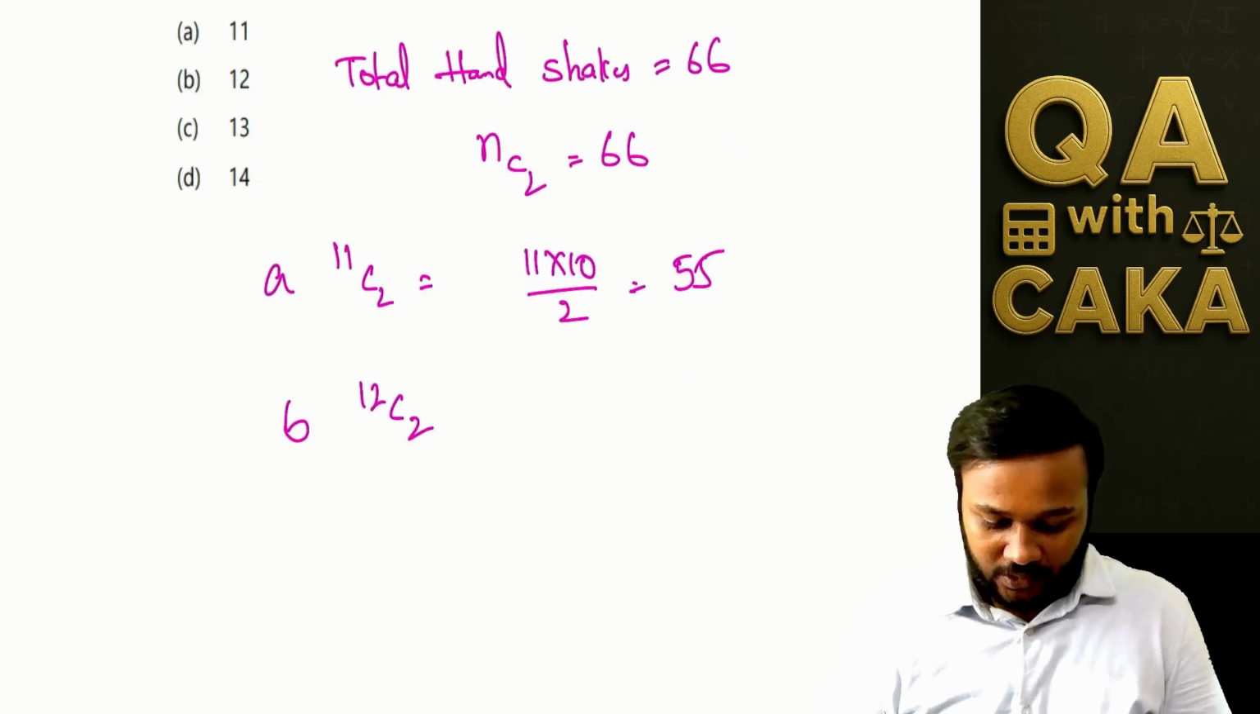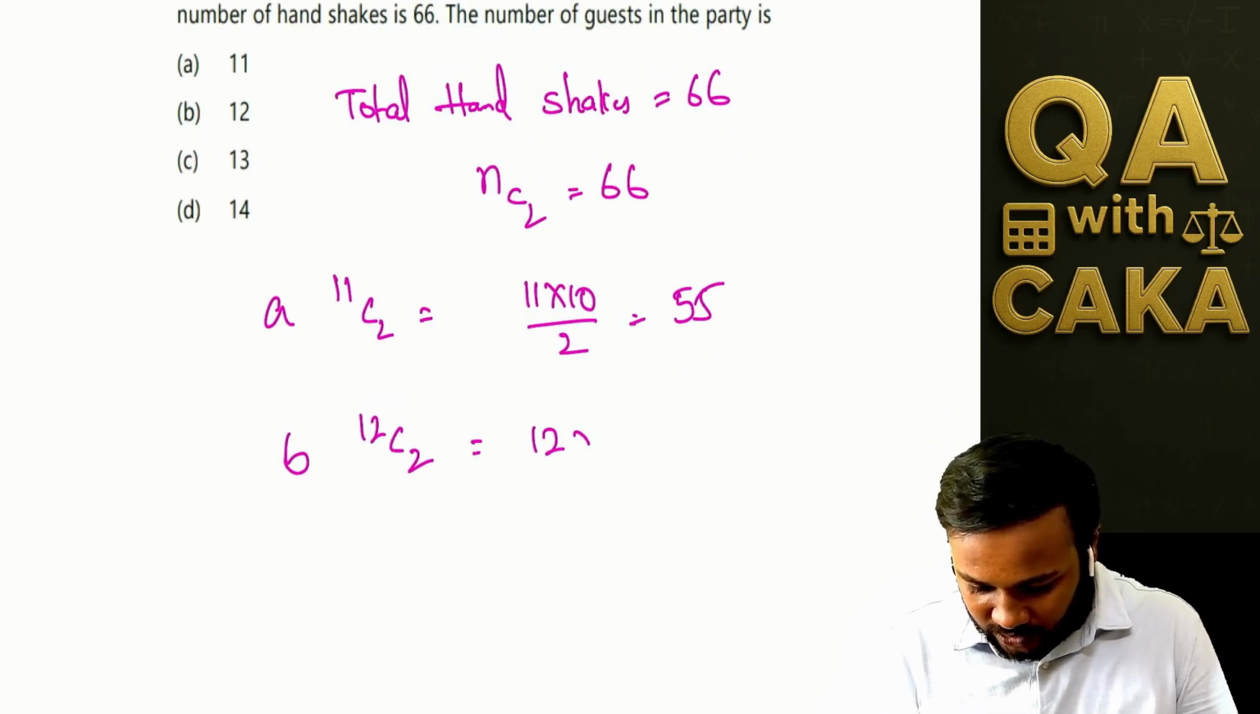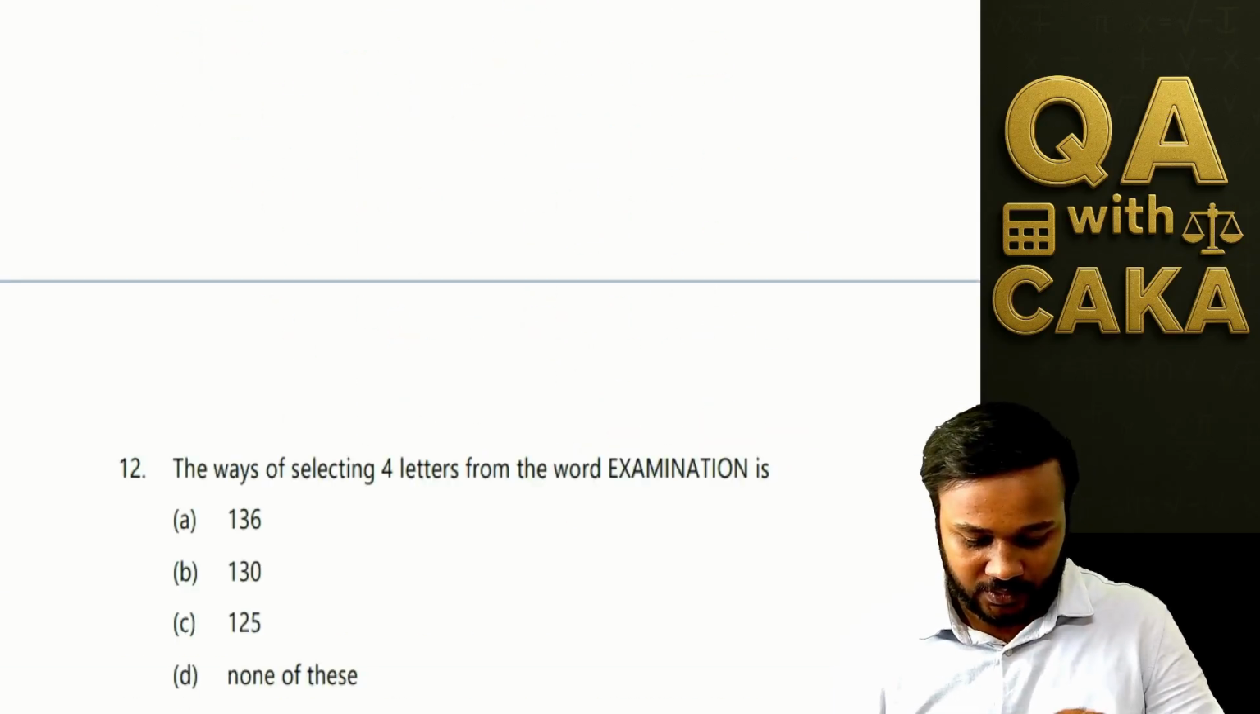Okay, let's get back. Now let's see option 2. Option 2 is 12C2. What is 12C2? 12 into 11 by 2, which is 66. So this is matching. Option B is your right answer.